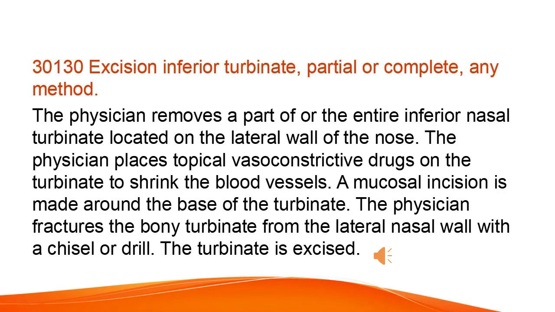Excision inferior turbinate, partial or complete, any method. The physician removes a part of or the entire inferior nasal turbinate located on the lateral wall of the nose. The physician places topical vasoconstrictive drugs on the turbinate to shrink the blood vessels. A mucosal incision is made around the base of the turbinate. The physician fractures the bony turbinate from the lateral nasal wall with a chisel or drill. The turbinate is excised.